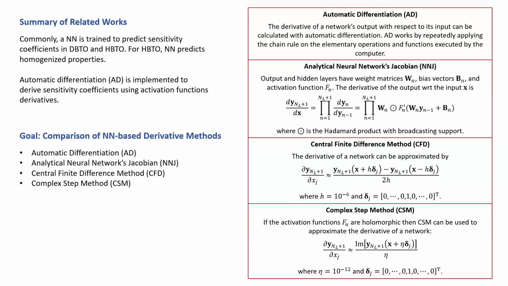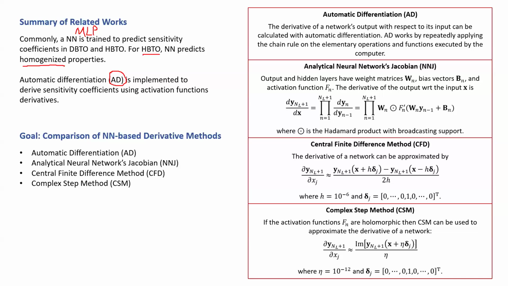So, in summary, the neural network, which is in most cases a multi-layer perceptron, is trained to predict directly the sensitivity analysis, but in some cases, the sensitivity analysis is obtained using automatic differentiation. For homogenization-based topology optimization, the neural network also predicts the homogenized properties, and the network is trained to find the sensitivity analysis of the objective function with respect to the microstructure design variables.